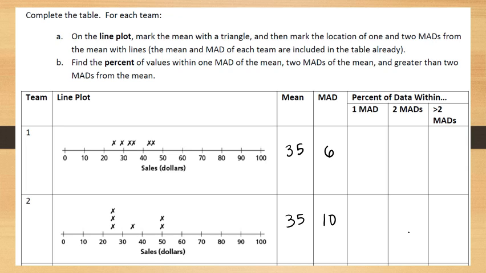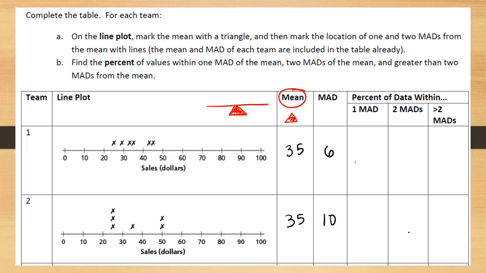So if you look at team 1, what we're going to do is mark with lines the distance of 1 MAD and 2 MADs from the mean. And we are going to first mark in the mean as well with a triangle. It looks a little bit like a balance, right? Like in science, when you think about a little scale. This is representing our balance point.